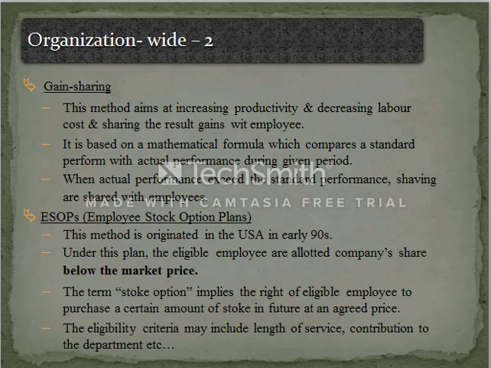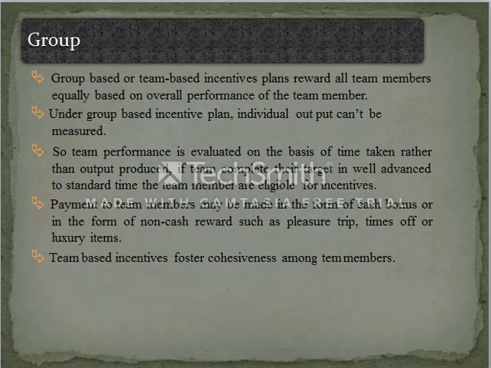So the eligibility criteria includes the length of service, their contribution and the capability of the employees. These are the various criteria which organizations generally consider at the time of giving ESOPs to the employees.